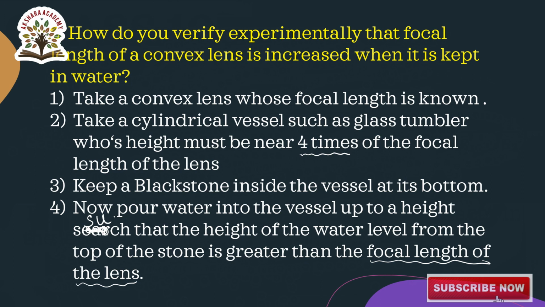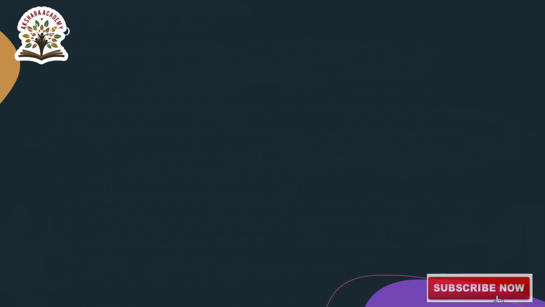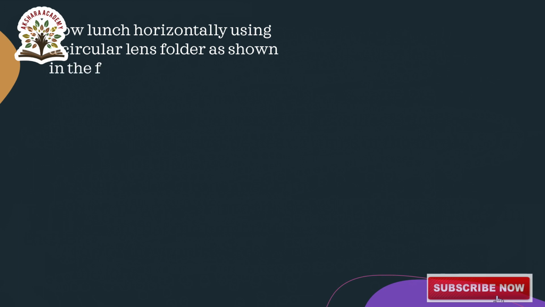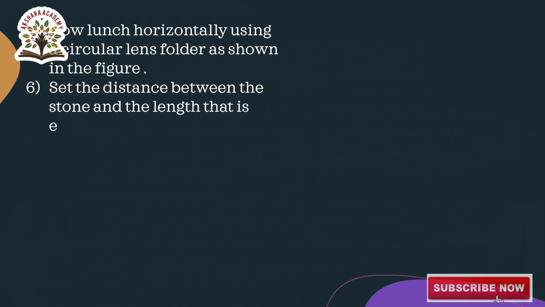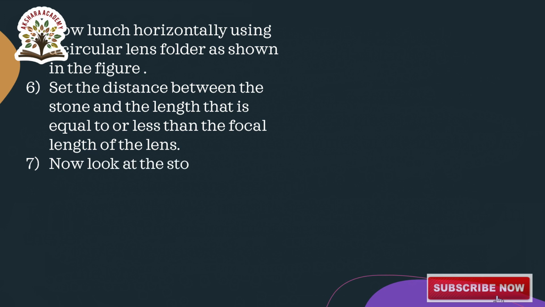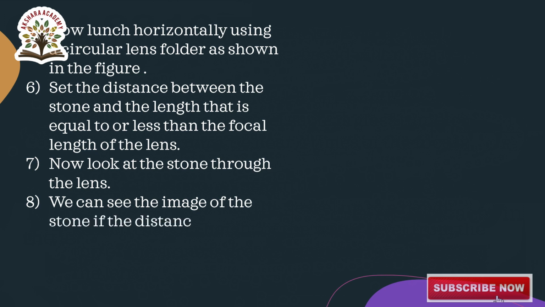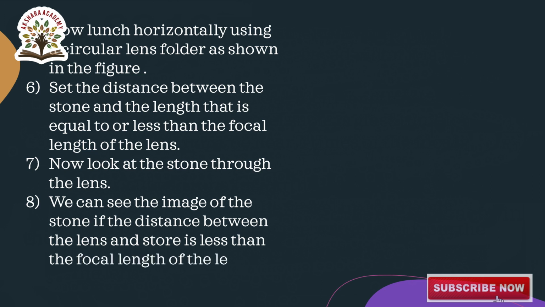So next point. Now place the lens horizontally using a circular lens holder as shown in the figure. Set the distance between the stone and the lens equal to or less than the focal length of the lens. Now look at the stone through the lens. So we can see the image of the stone if the distance between the lens and the stone is less than the focal length of the lens.